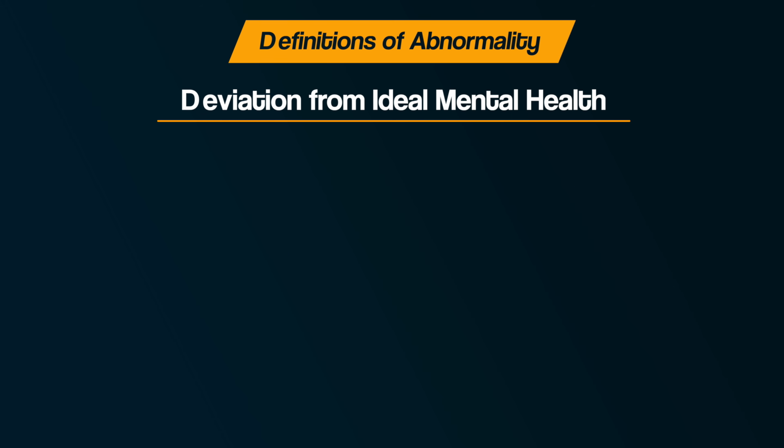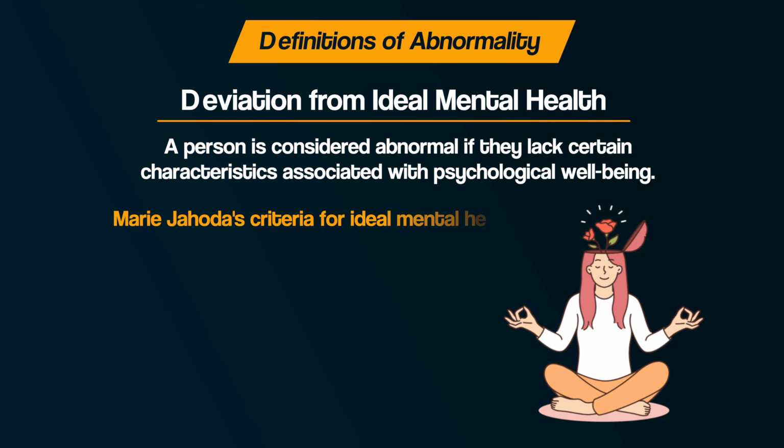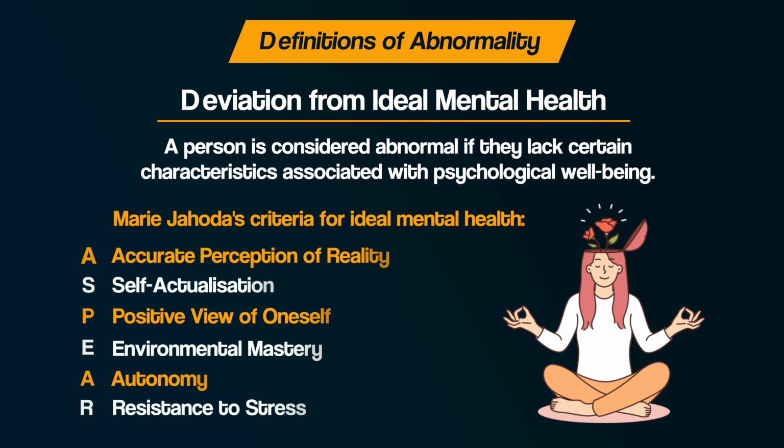Number 4, deviation from ideal mental health. This definition suggests that a person is considered abnormal if they lack certain characteristics associated with psychological well-being. Jahoda proposed key criteria for ideal mental health, including an accurate perception of reality, self-actualization, a positive view of oneself, environmental mastery, autonomy, and resistance to stress. When individuals fail to meet these criteria, they are seen as deviating from what is considered mentally healthy.